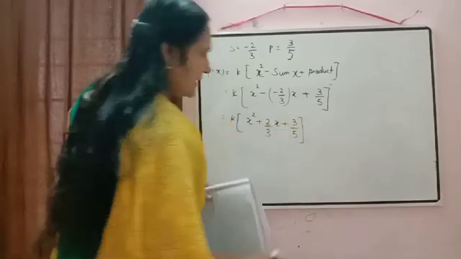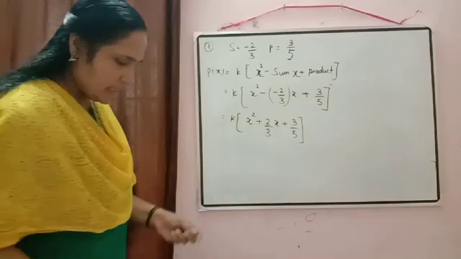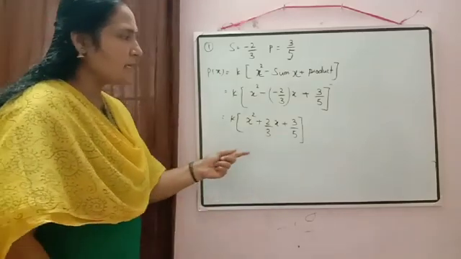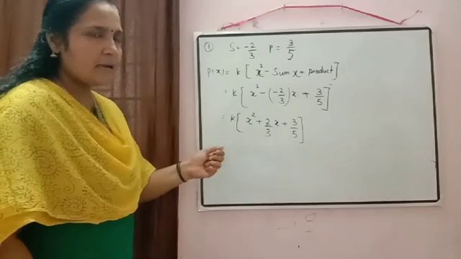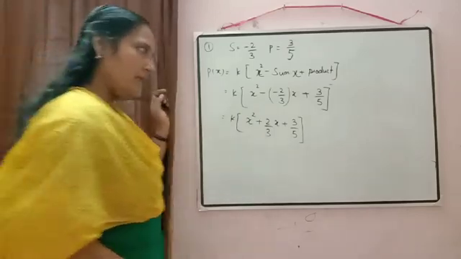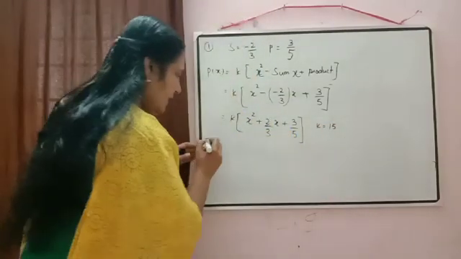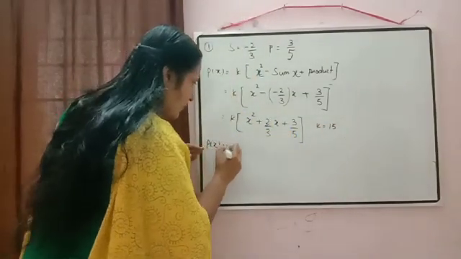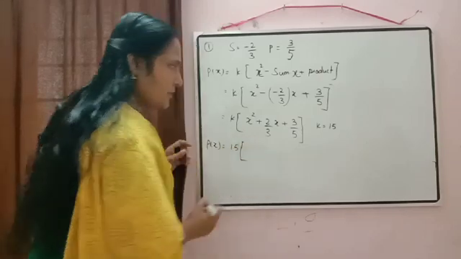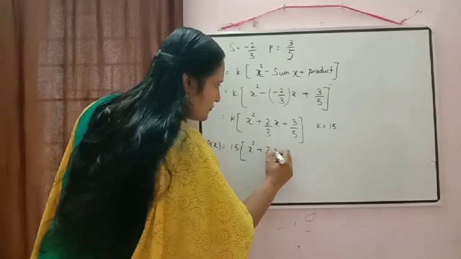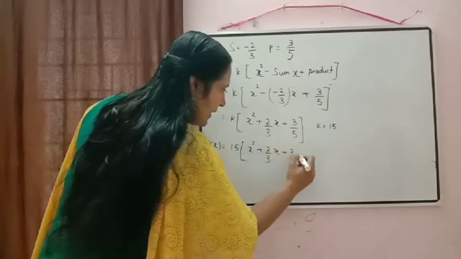Now just to check the denominator. In the denominator we have 3 and 5. What will be the LCM of 3 and 5? Yes, LCM will be equal to 15. Then we are going to take k is equal to 15. So our polynomial will become now, in place of k substitute 15, 15 into x square plus 2 by 3x plus 3 by 5.